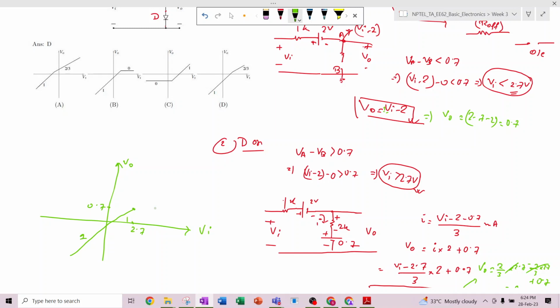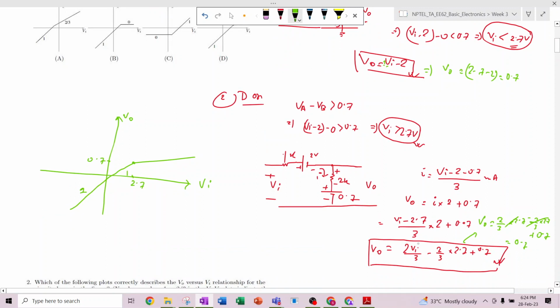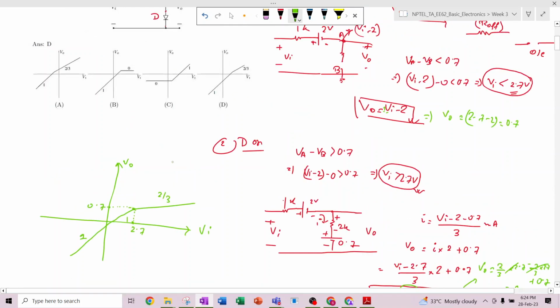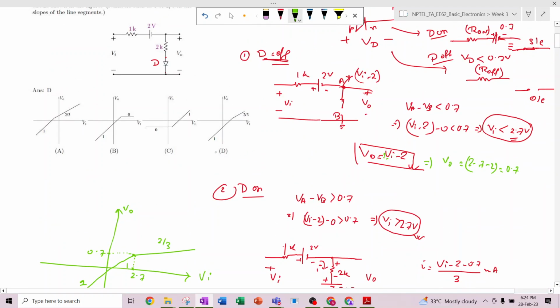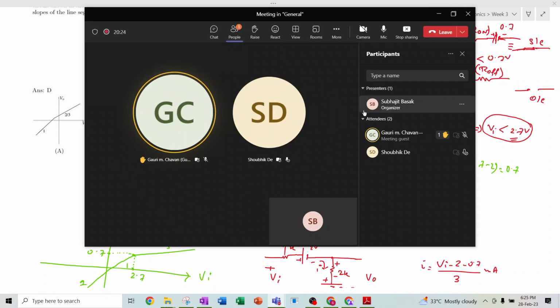And in the second case, whenever Vi is greater than 2.7 volt, we derived 2 by 3 into Vi, so the slope will be 2 by 3. And at exactly 2.7 volt, the value of VO will be 0.7 volt. So the correct answer is option D, this one. So you understood, right? Do you have any questions?